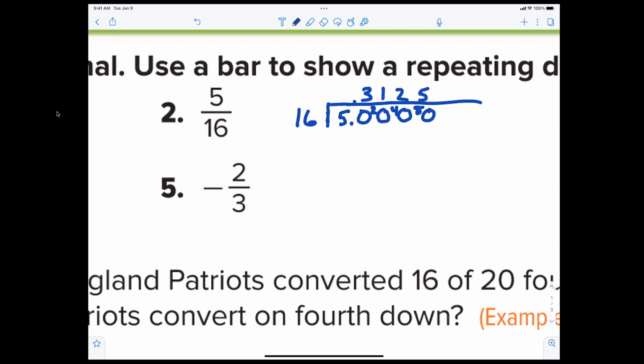And I really don't care about doing long division. But everybody needs to know how to do it. Okay. Everybody's good? All right.